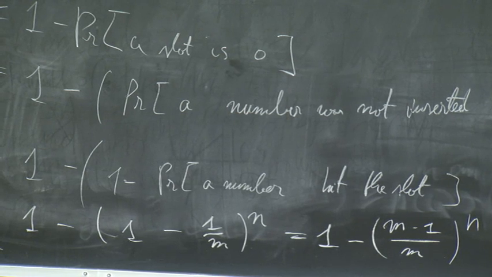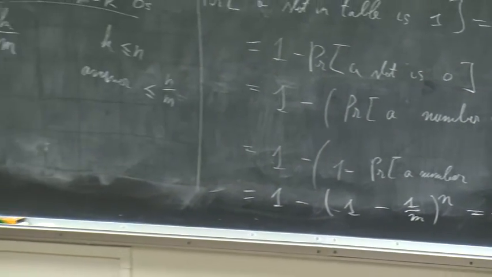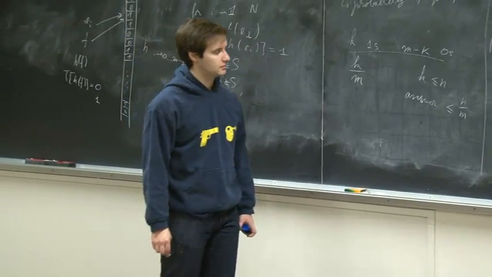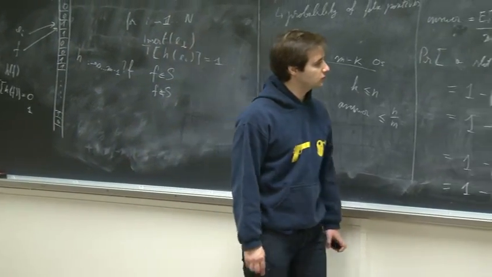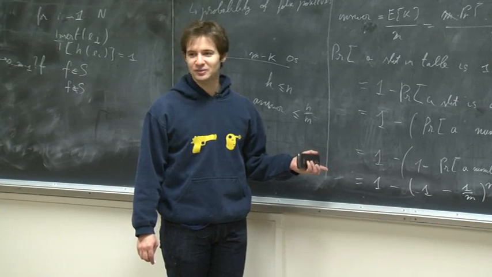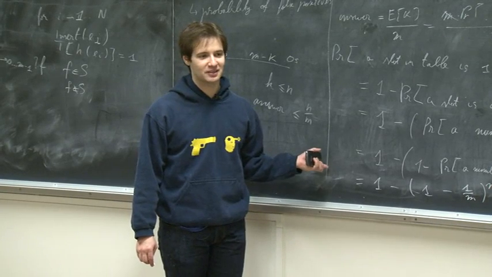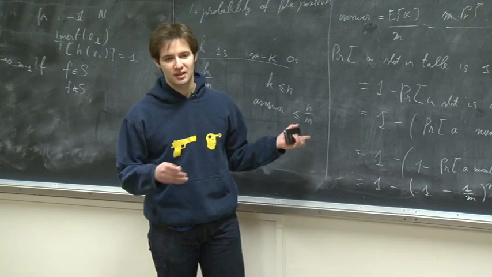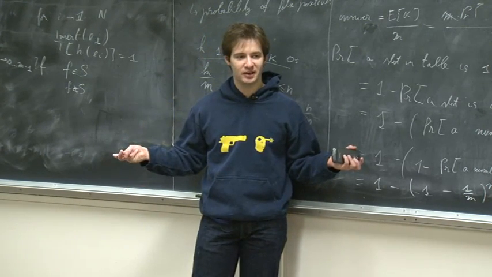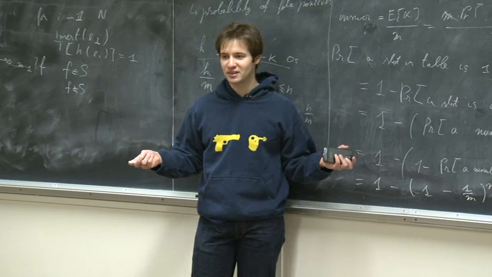Go through this again, from 1 minus the probability that a slot is 0 to 1 minus the probability that a number was not inserted in the slot. Okay. So first off, don't panic, don't be angry. You're not going to have something this hard on the exam. The point of this is I want to go through probabilities a little bit, and I want to go through hashing and the math behind hashing, because remembering that will be useful.